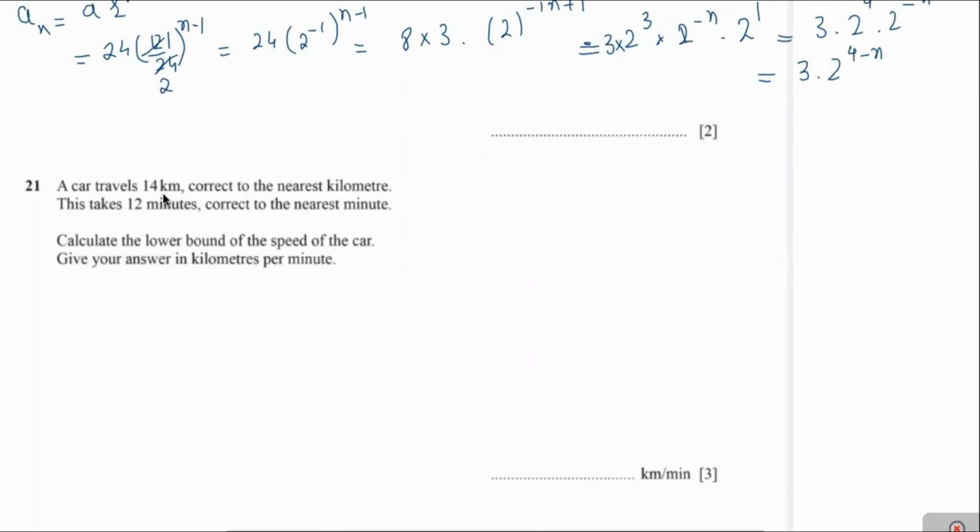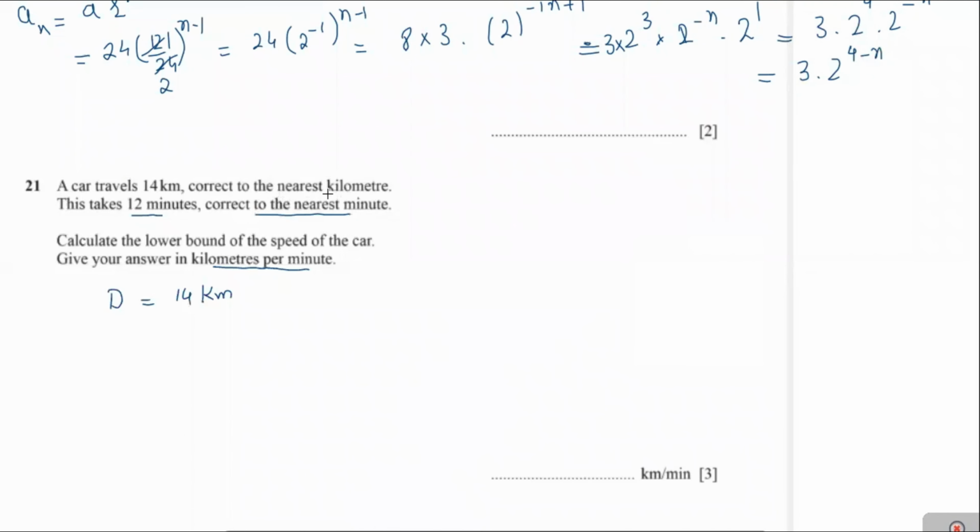Question 21. A car travels 14 kilometers, correct to the nearest kilometer. This takes 12 minutes, correct to the nearest minute. Calculate the lower bound of the speed of the car. Give your answer in kilometers per minute. Now you see here the car travels 14 kilometers. Therefore, the distance is equal to 14 kilometers.